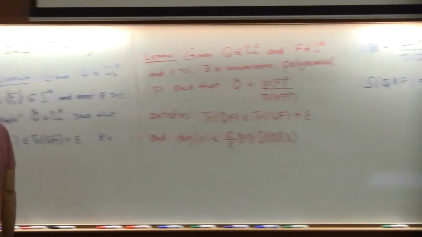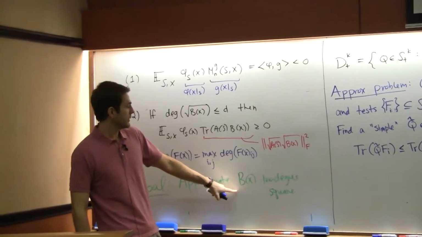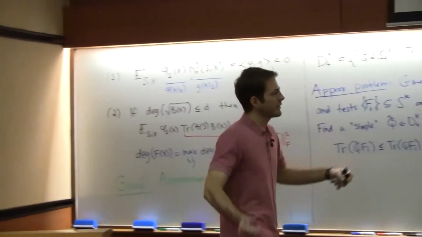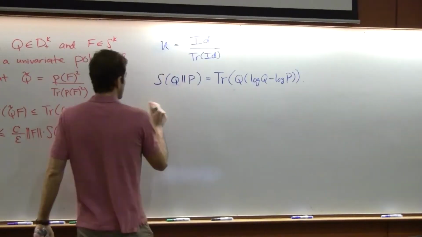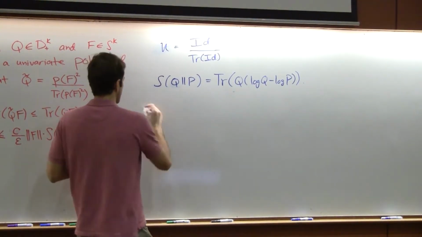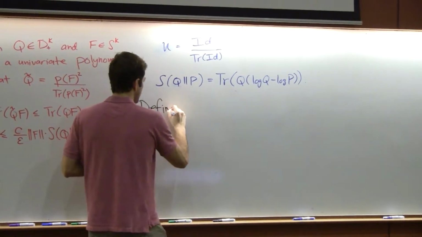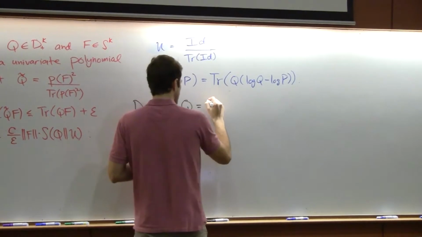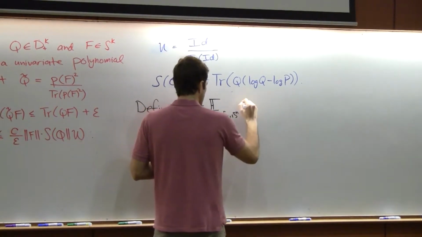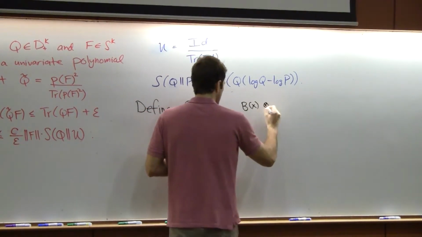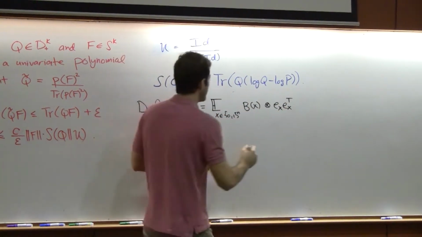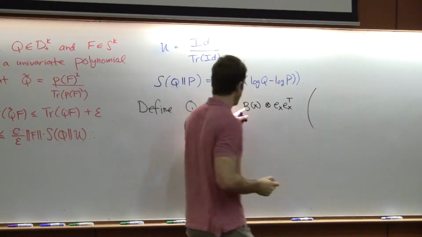So let's now apply the statement. Let's assume for a second that the lemma is true and apply it to B, except I want to package B up into a single matrix. So let's define now Q to be, the notation here is not so interesting, but basically Q is a block diagonal matrix which just contains the B's on the diagonal.